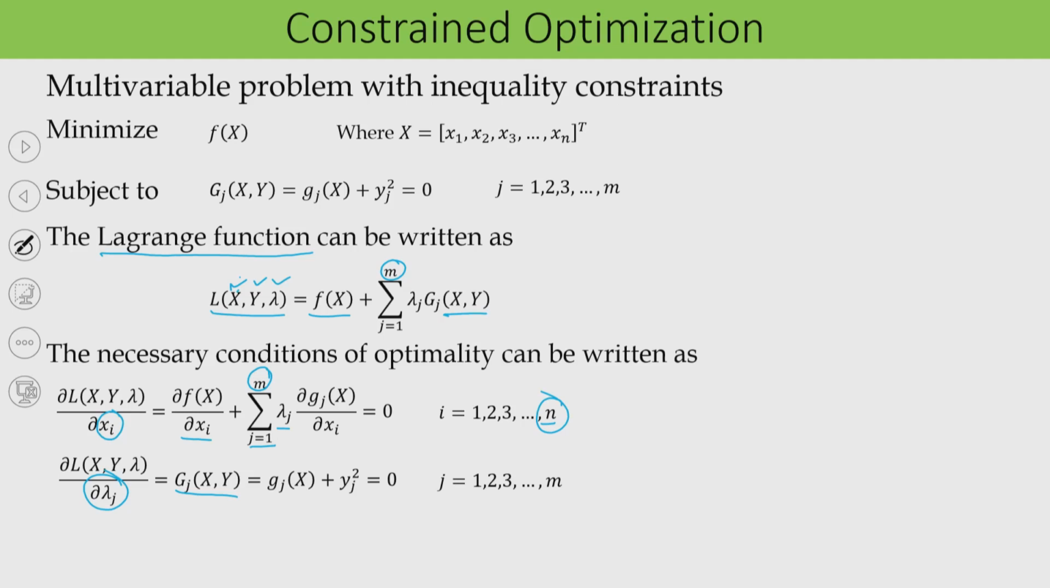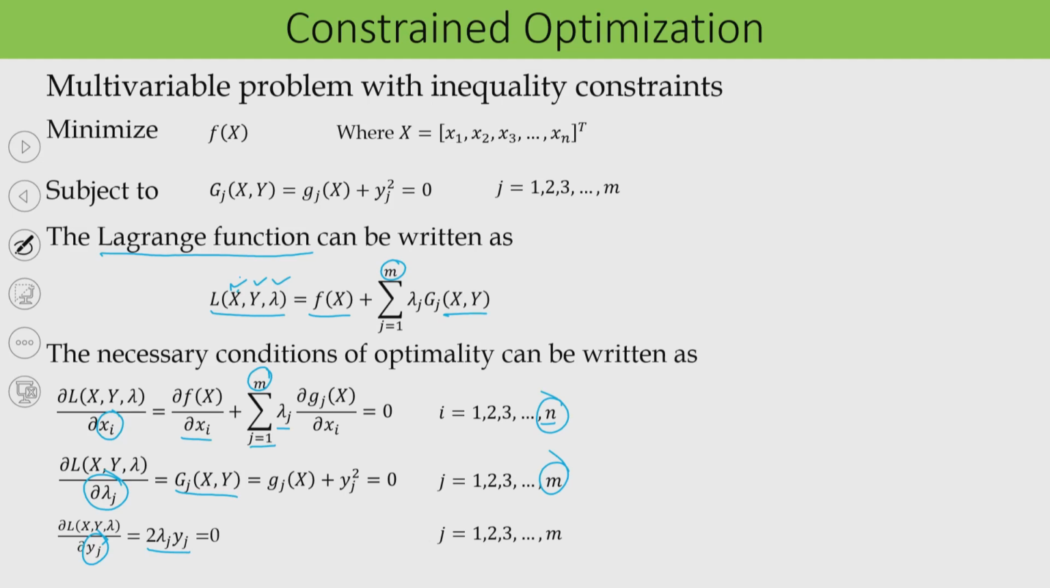So, how many equations are we getting? We are getting a total of m equations, because m is the number of inequality constraints. And the third one is the derivative with respect to y j. y j is also a variable here. If we take the derivative with respect to y j, we get twice lambda j y j equal to 0. So, these are all necessary conditions.